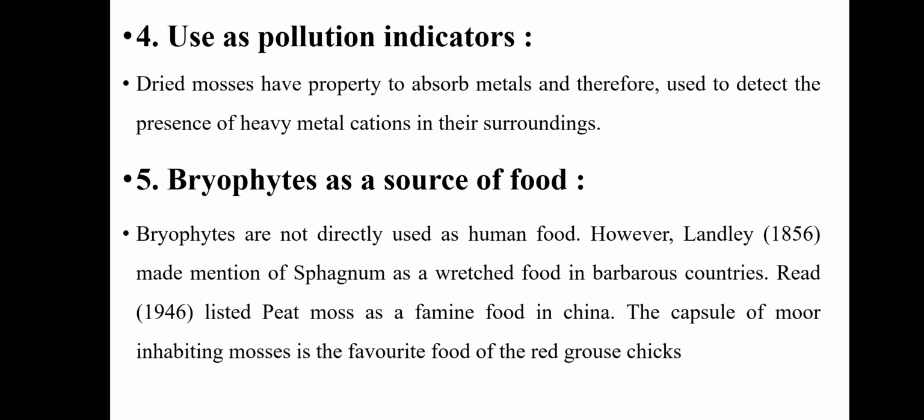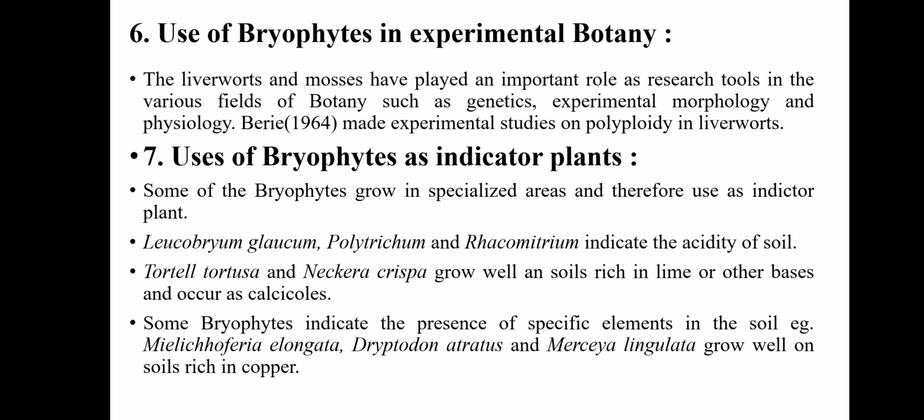Then use as pollution indicator. Dried mosses have the property to absorb metal and therefore are used to detect the presence of heavy metal cations in the surroundings. Bryophytes as a source of food. There are many edible bryophytes which can be obtained as a food material. For example, peat moss as famine food in China, the capsule of moor inhabiting mosses is a favorite food of red grouse chicks.